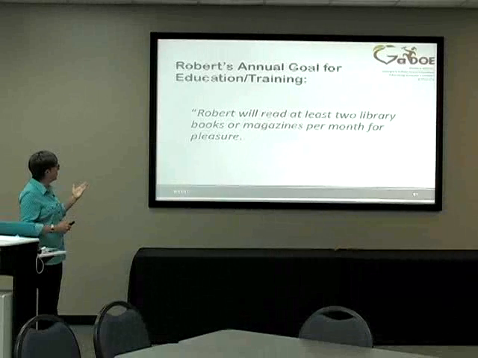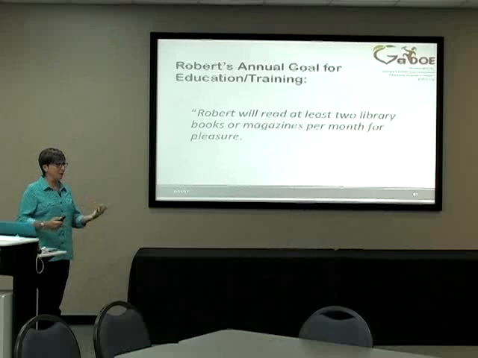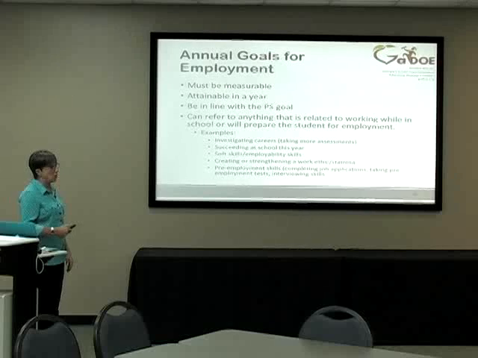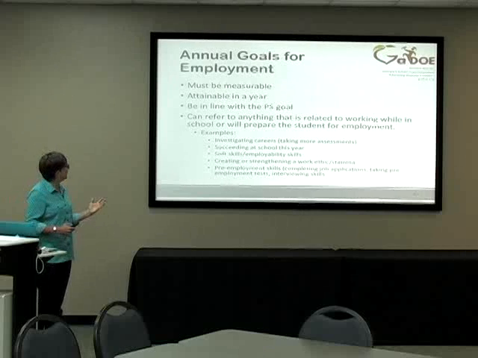Okay, is it measurable? At least 2 library books per month for pleasure? Yes. We can set up some kind of a checklist for that. We can sit down with Robert every month and ask him, did you read 2 magazines or books? That's the sort of thing you do. It doesn't always have to be formal.